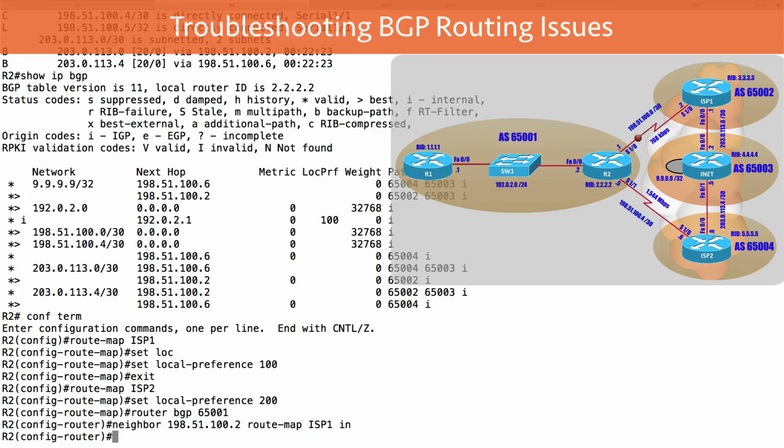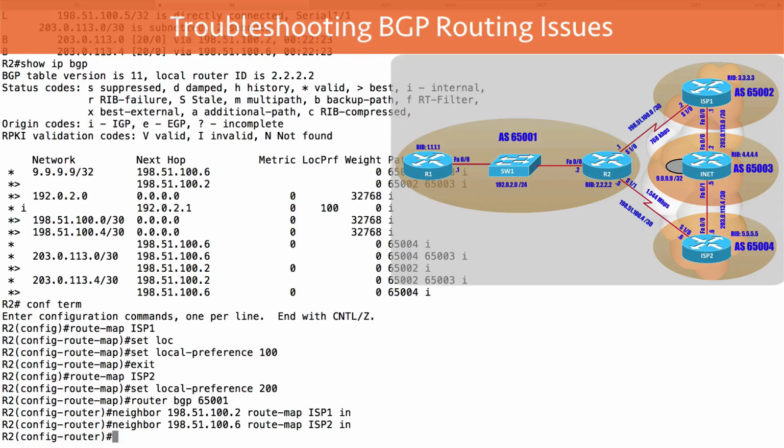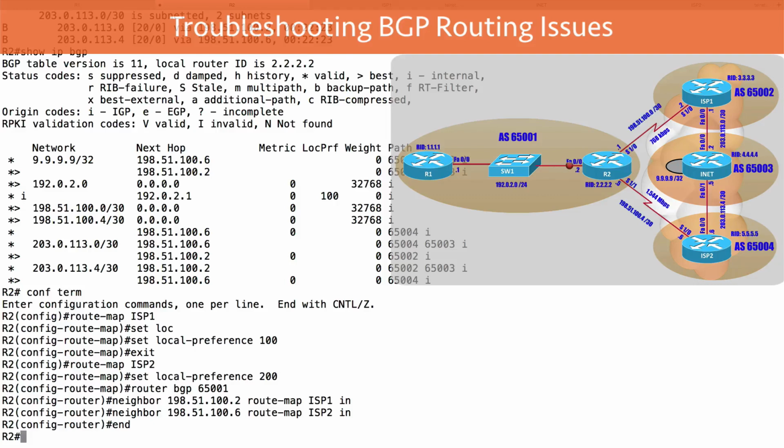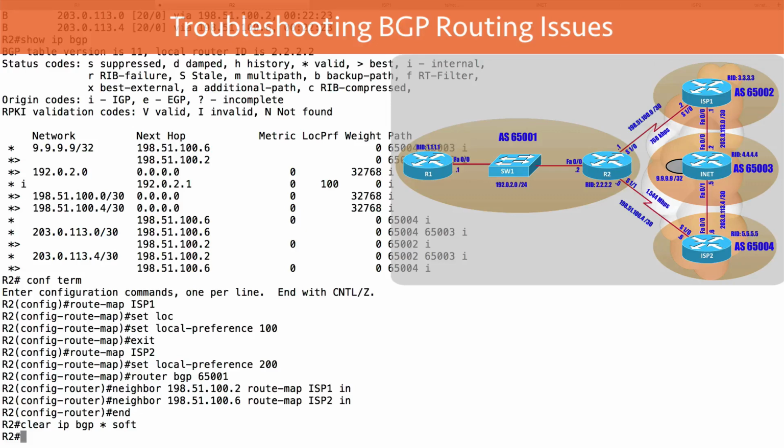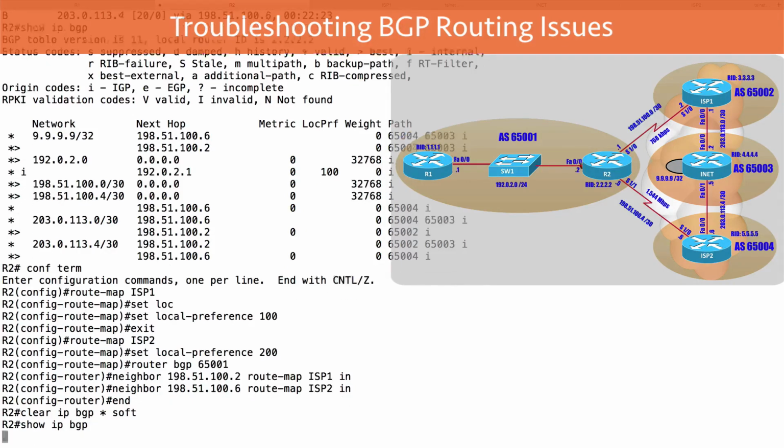Let's do something similar for the other neighbor for ISP2. Let's update the neighbor IP address. It's got a 6 in the last octet, and we'll apply the ISP2 route map. To make this take effect, let's reset the BGP process. I'll do a clear ip bgp * soft. That's a little less intrusive. And we'll do a show ip bgp.